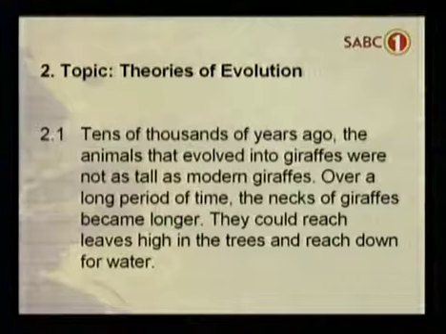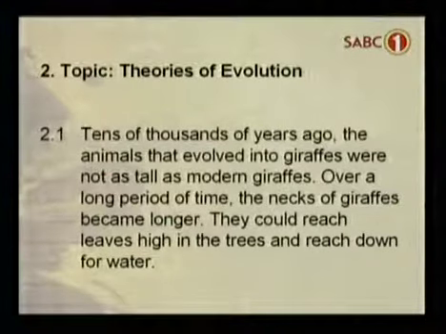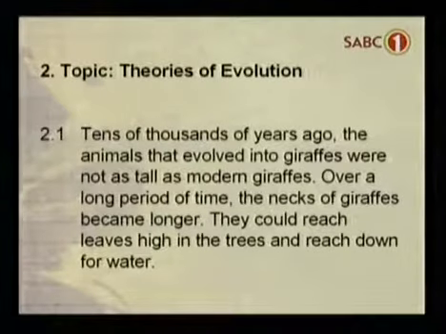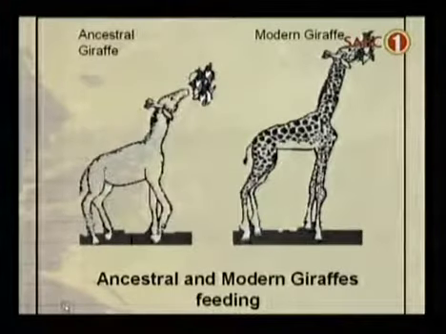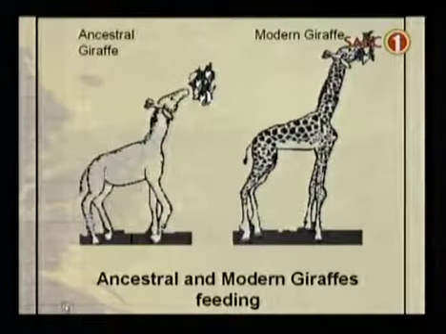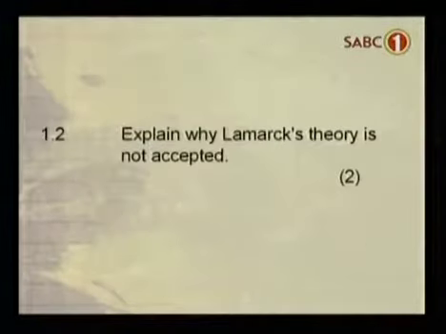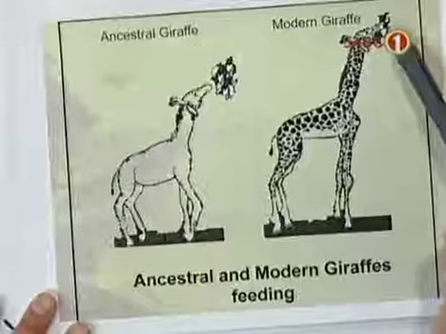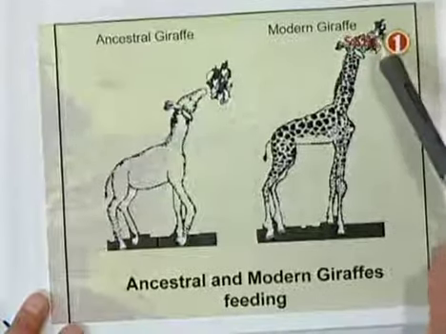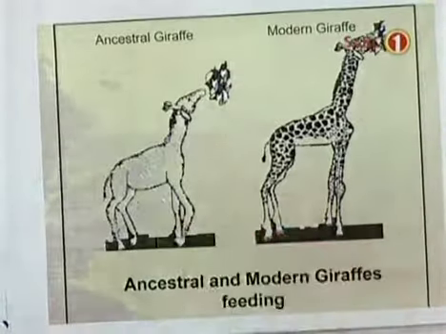So, question 2.1. Tens of thousands of years ago, the animals that evolved into giraffes were not as tall as the modern giraffes. Over a long period of time, the necks of the giraffes became longer. They could reach leaves high in the trees and reach down for water. And there's our diagram over there. Clearly, our modern giraffe has a much longer neck. Let me rather show you over here. Much longer neck, longer legs, etc. And one thing we can see is that the giraffe is therefore able to reach the higher vegetation.